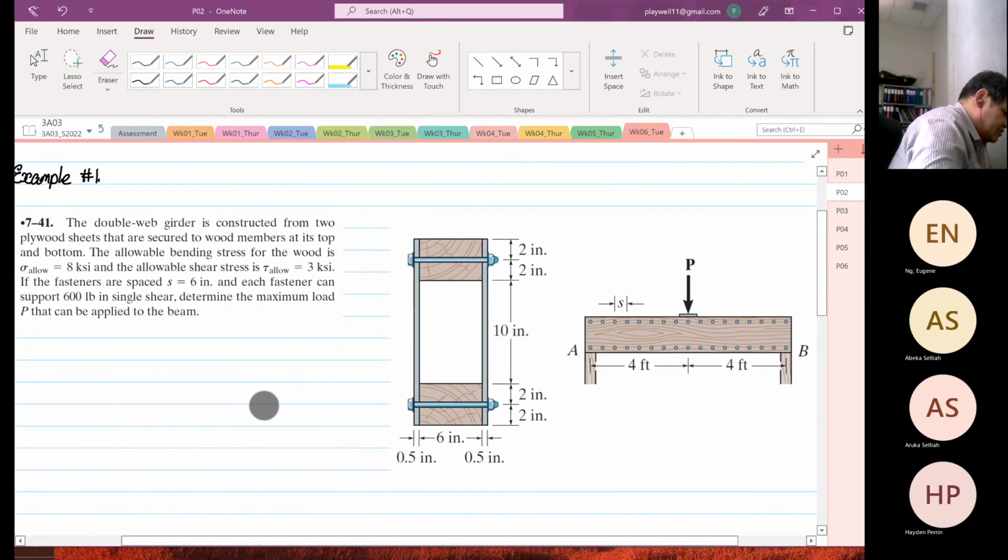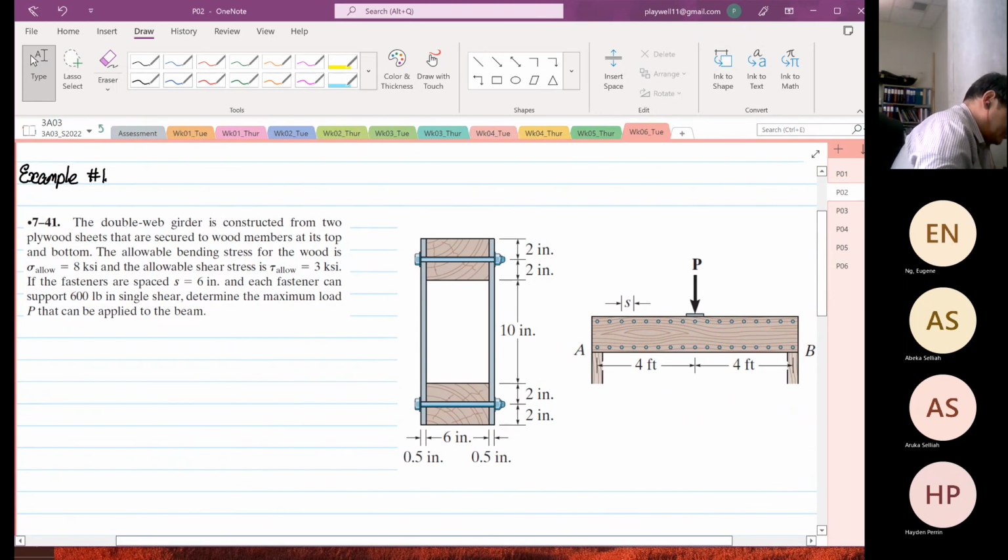A double web girder is constructed from 2 plywood sheets that are secured to the wood member at its top and bottom. So what we have over here is 4 members, a double web. This is our web, and this is our web. And these are your top and bottom members. So these are all your members.